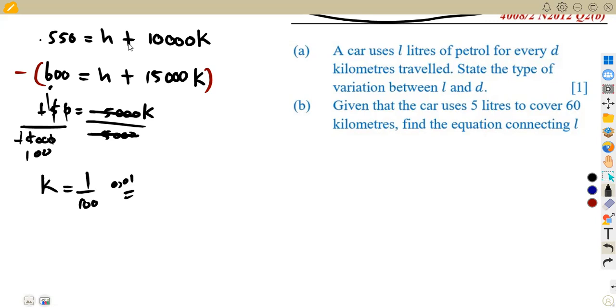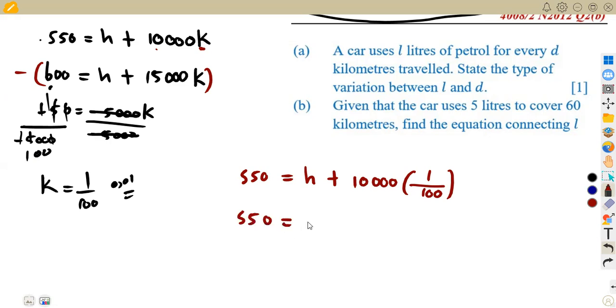With the value of K, you are going to substitute it in any one of these equations so that you find H. So I'm going to use the first equation: 550 is equal to H plus 10,000 times K. We substitute now the value of K, which is 1 over 100, or the decimal 0.01. So we are going to have 550 is equal to H plus, if we multiply these two, we are going to obtain a 100.